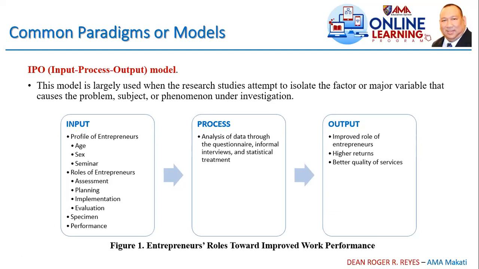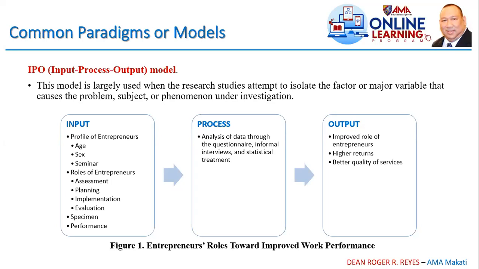So, ang theoretical basis nito ay the information systems, input, process, output. Now, kinuha niyo yung theory, in-apply niyo sa concepto nyo ng research at lumabas itong input, process, output. So ang title nito is Entrepreneur's Roles Toward Improved Work Performance. Ayan. So, ano ang mga variables? Yung role, ano ang ating pinag-aaralan, ano ba yung result ng kanilang performance.